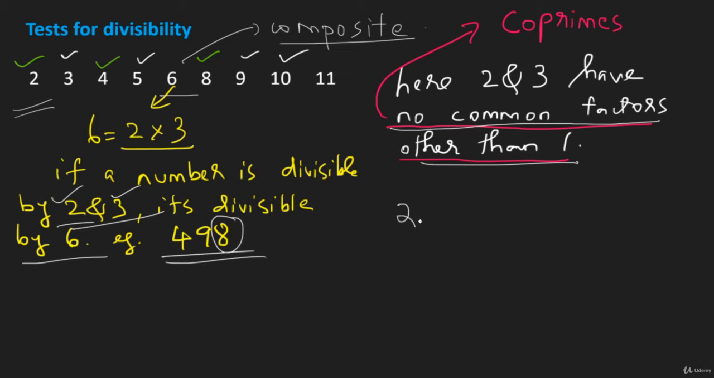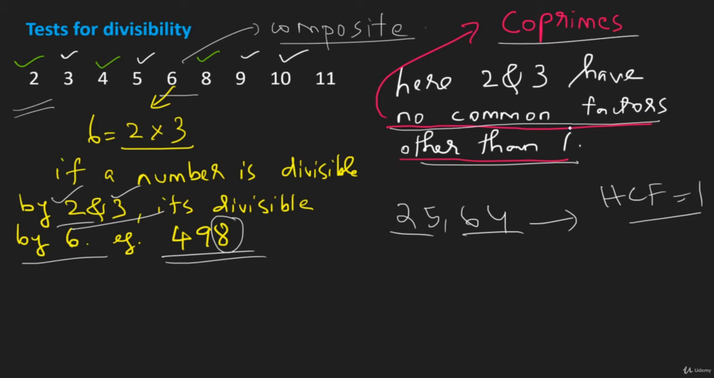For example, 25 and 64. We know 25 is not a prime number, it's 5 square, and 64 is 8 square, that's also not a prime number. But 25 and 64 have no common factor, or the HCF of 25 and 64 is equal to 1. So 25 and 64 are an example of co-prime numbers. Alright, now let's move on.